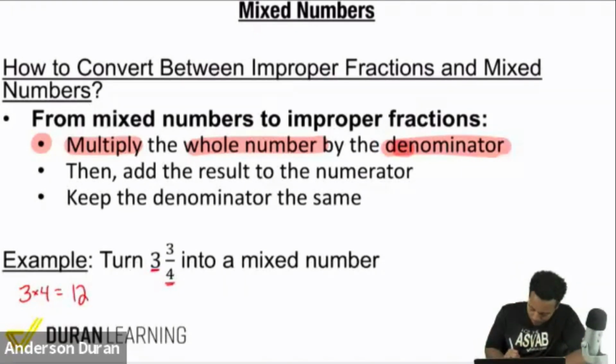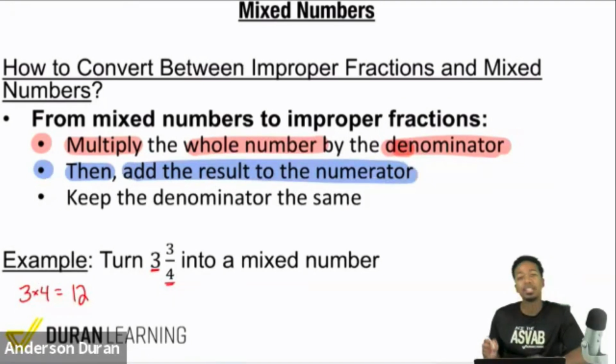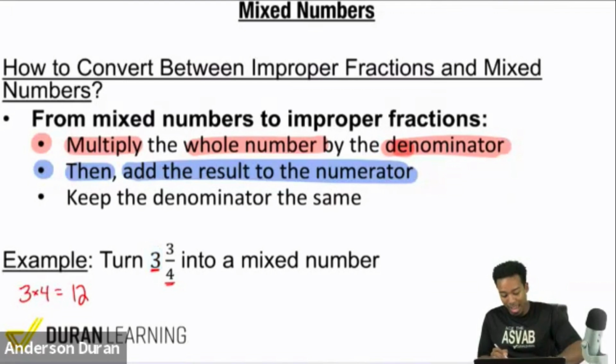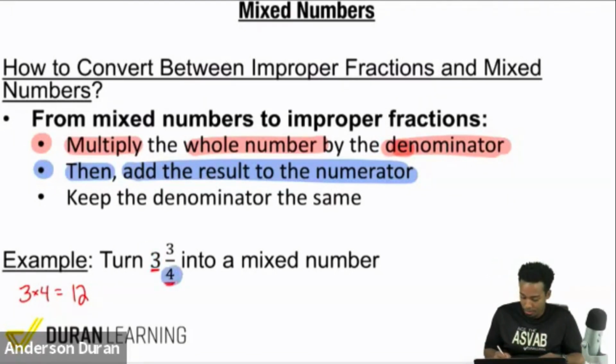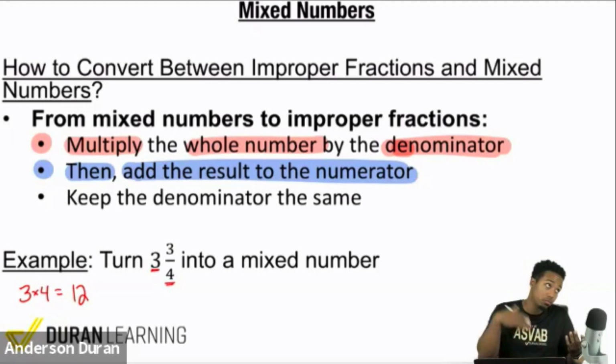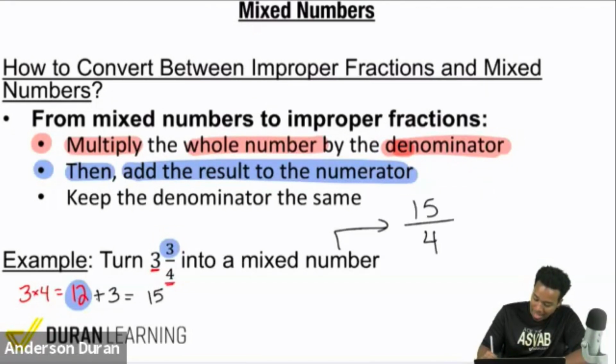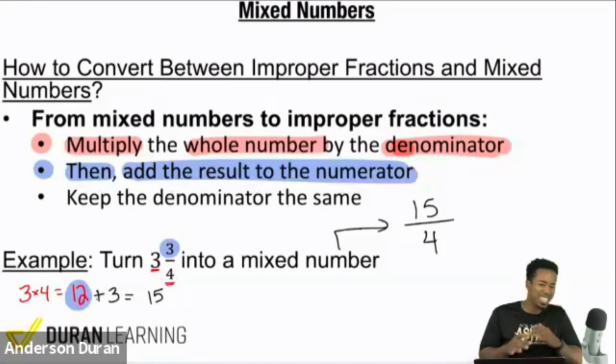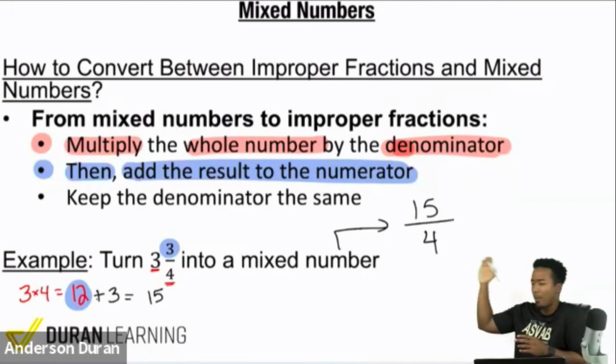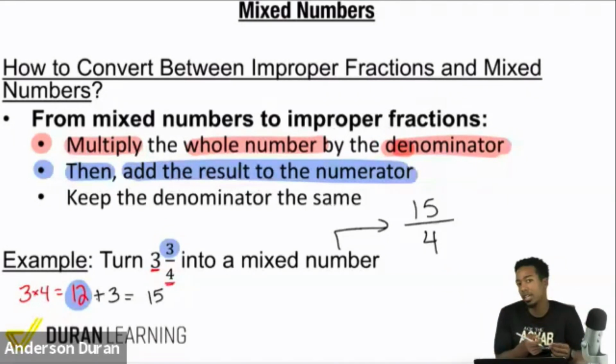That's correct. And then you're going to add the result to the numerator. Because that whole number, that 3 right there, represents how many wholes you have, essentially 3 of those wholes that are each 4. So 3 times 4 gives you 12. Add it back to the top. Everybody, 12 plus 3 gives me what? Right, that's going to give me 15. And we're set. So this is going to turn into 15, but we're keeping that denominator of 4. Notice in either instance, whether we're converting from mixed to improper or improper to mixed, you're keeping the denominator the same.